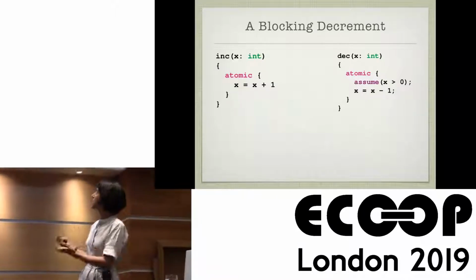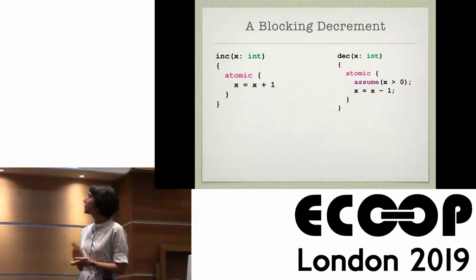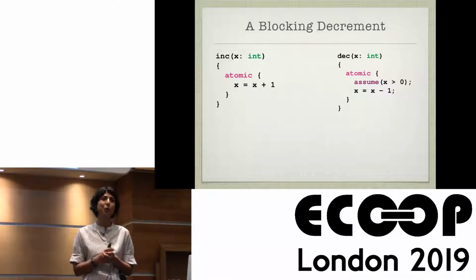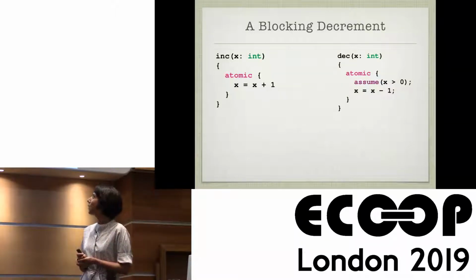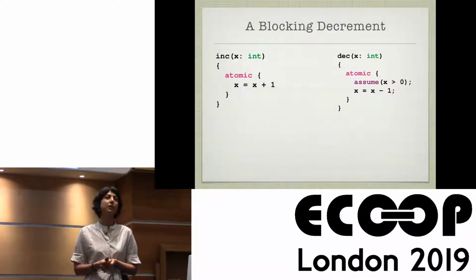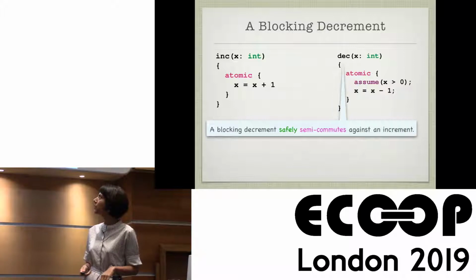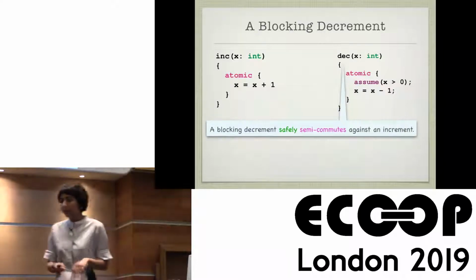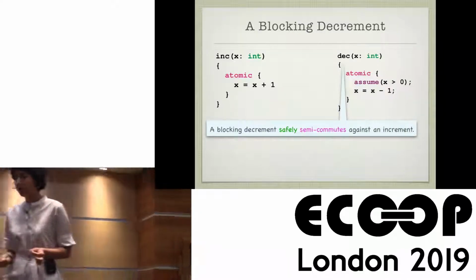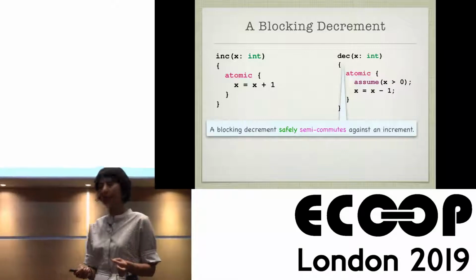So here is a simple piece of code with two methods, increment and decrement, that you have seen, I'm sure, everywhere. An atomic increment and an atomic decrement, except the decrement is a blocking decrement. The idea is that if it cannot decrement and maintain non-negativity, it would just block and it wouldn't decrement. So the key observation for this part of my talk is related to commutativity.